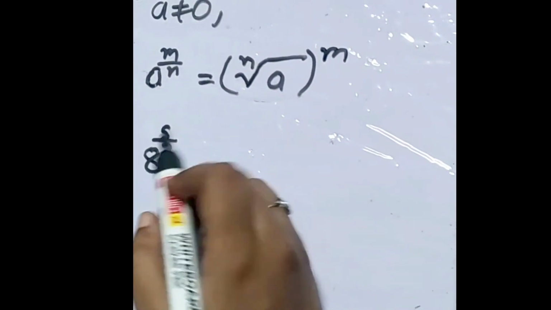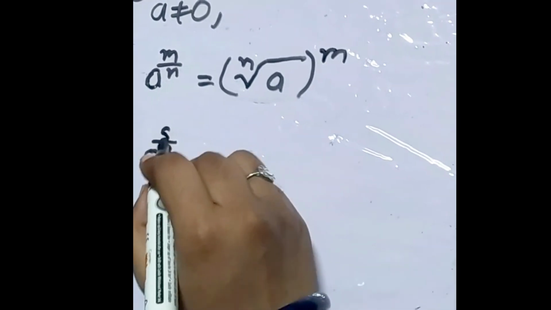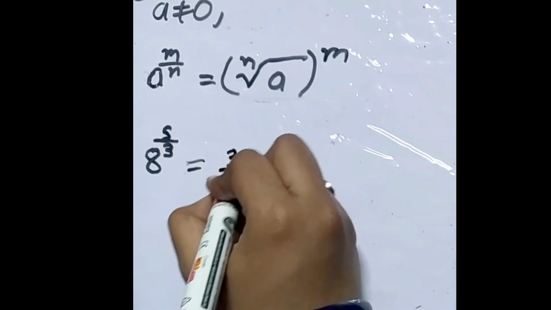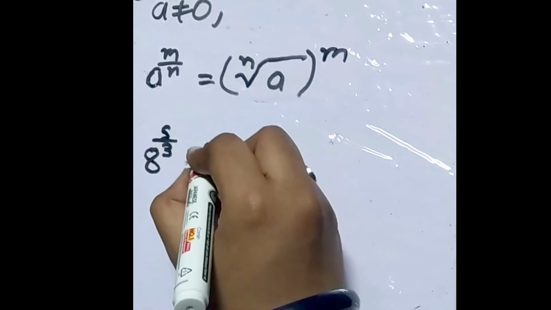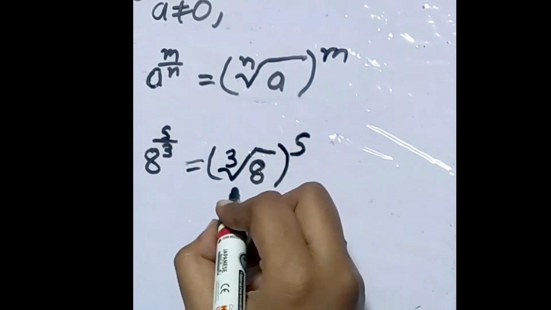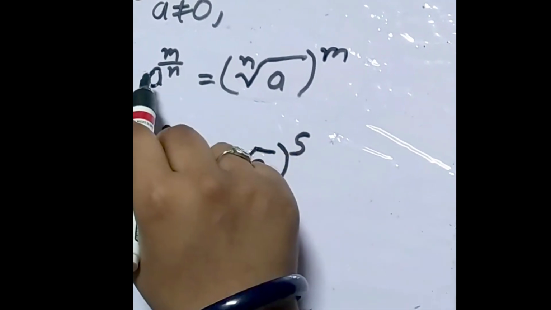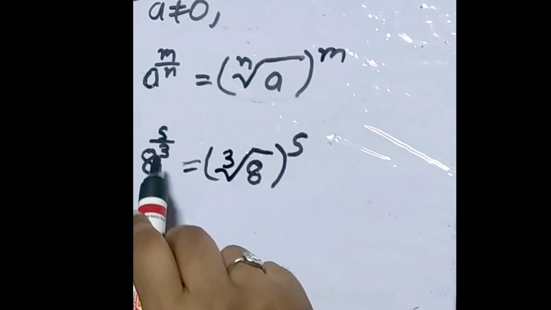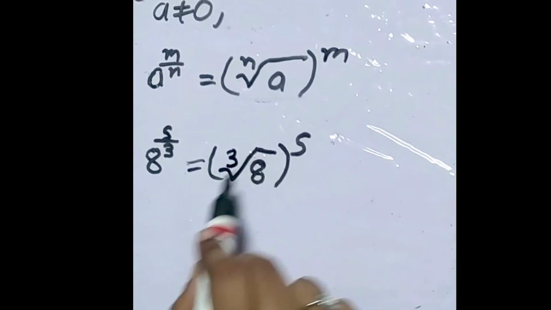Here 8 raised to 5 by 3 means what? Here 3 is in the denominator of this index, so it will come cube root of 8. Okay, cube root of 8, the whole raised to 5. Okay, by using this rule. So here a raised to m by n will be nth root of a, the whole raised to m. The same here we are using. Here m is 5 and n is 3. So this is how it will be.